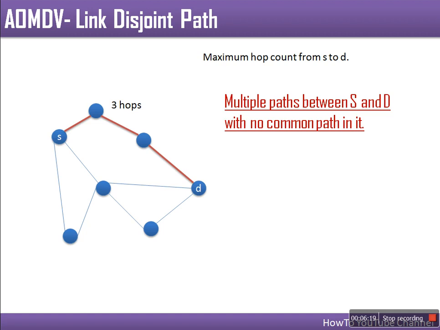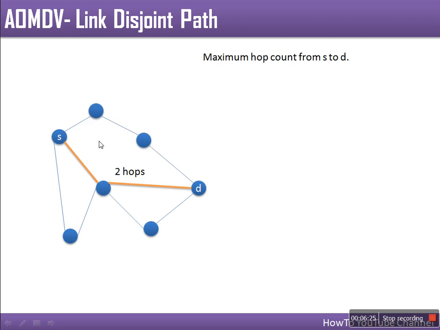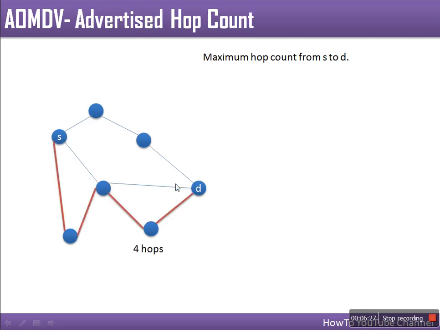So here, if you can see, if we consider this path, we can say this is a 3 hop path, this is another 2 hop path, and this is another 4 hop path. These three paths do not have any path in common. So this is known as multiple link disjoint paths.